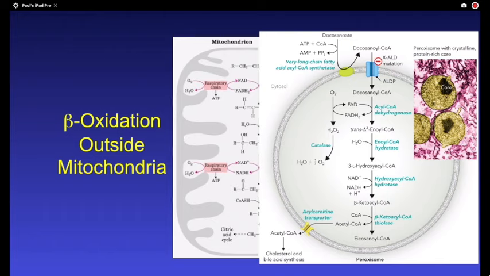Now, remember, as we do the oxidation, the hydration, the oxidation, and then the thiolysis, those 4 steps, we're going to create electron carriers and we're going to create potential energy. But in this particular case, we're going to allow the electrons that are being produced in the FAD to be accepted by oxygen and then converted into water.